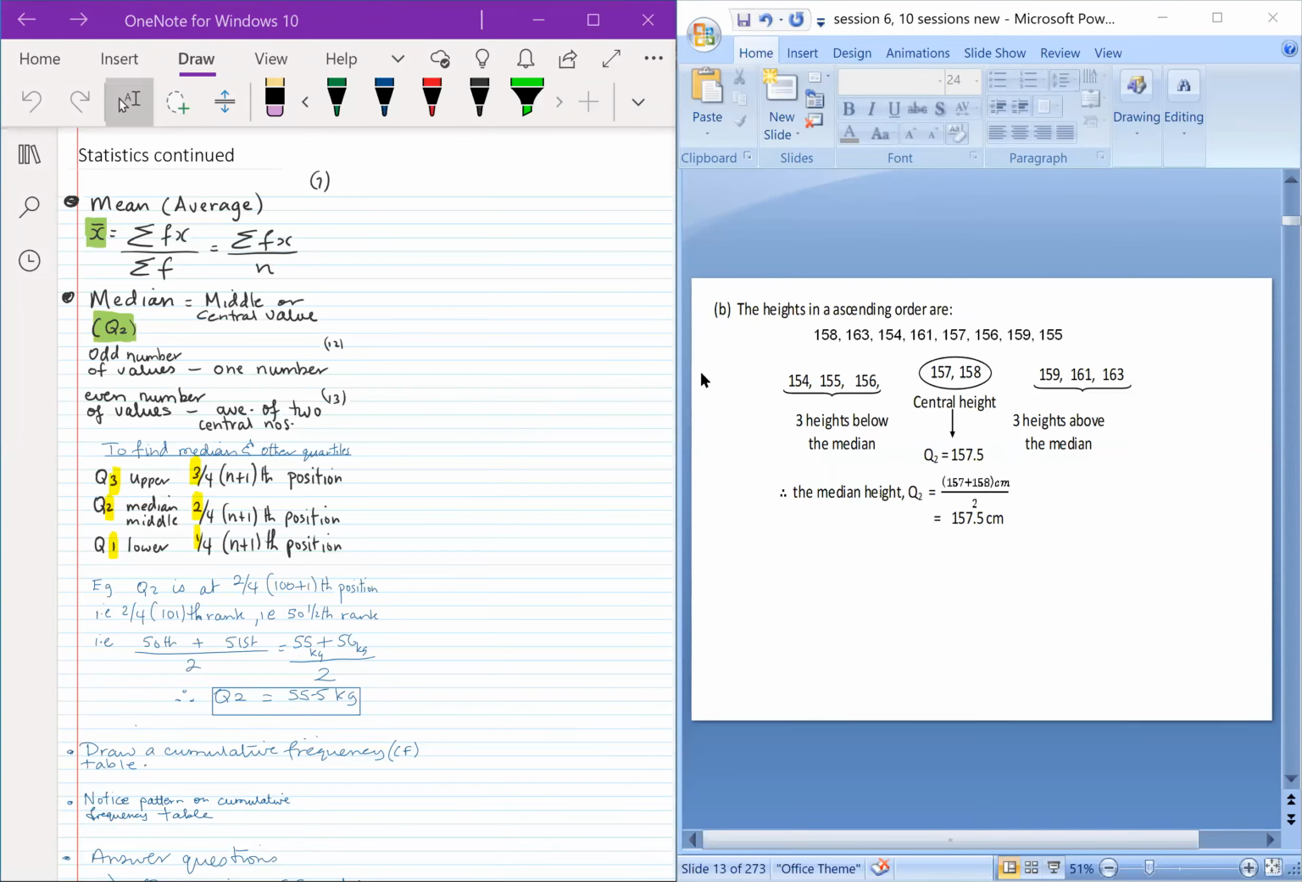so we continue by taking note of Q2 being the median.